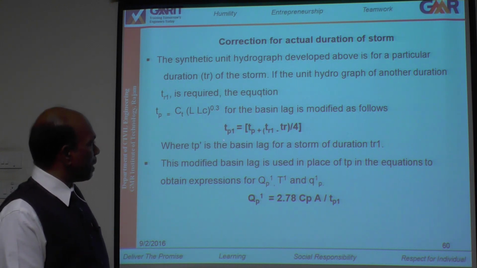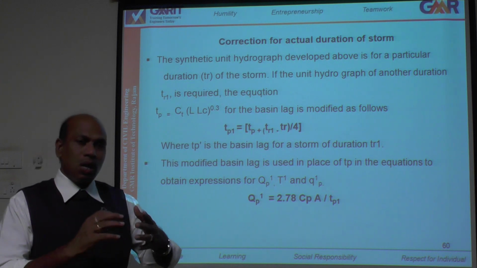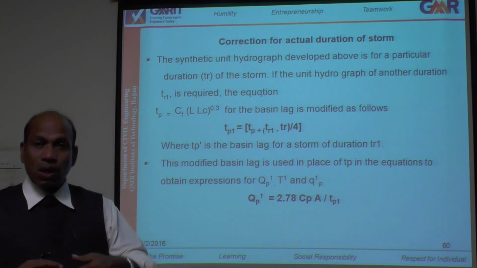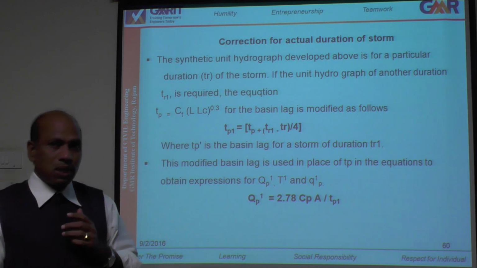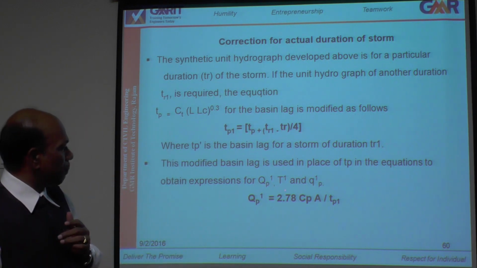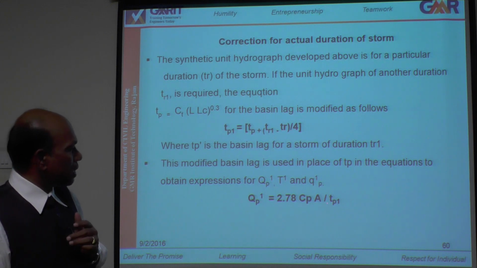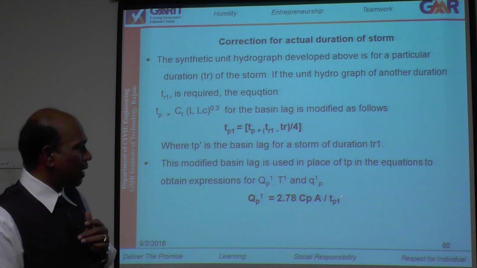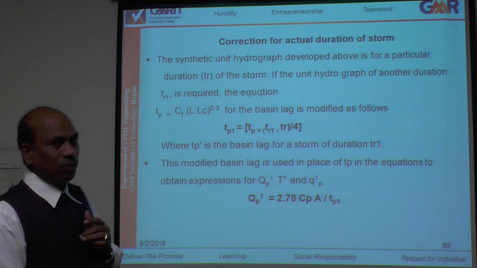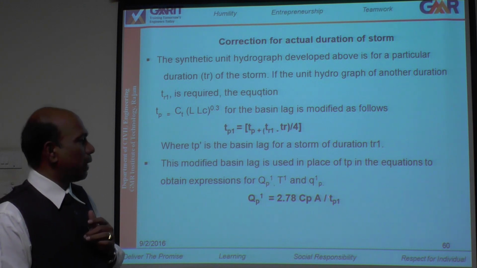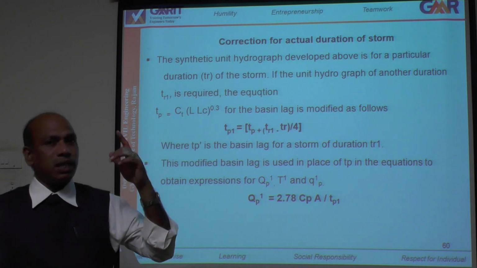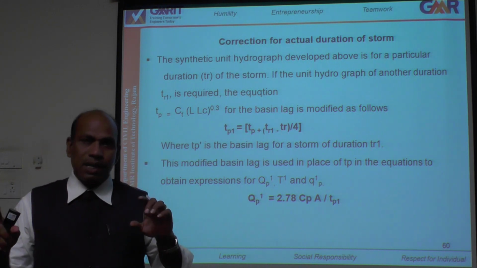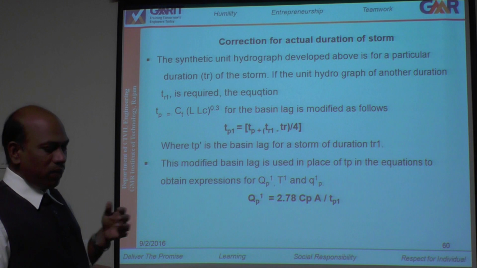This modified basin lag value is used further. Further means we are going to estimate the peak discharge. We have one formula, this is the peak discharge formula. Here, instead of Tp, that is the earlier basin lag, now you are going to use Tp dash, the modified basin lag. Likewise, it is also used for the determination of base period. These are the modified values.